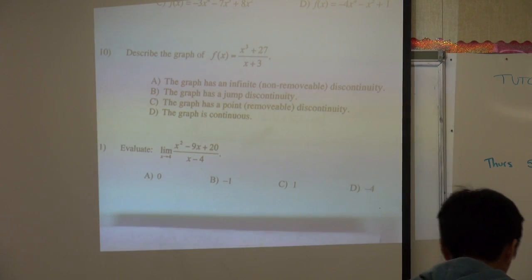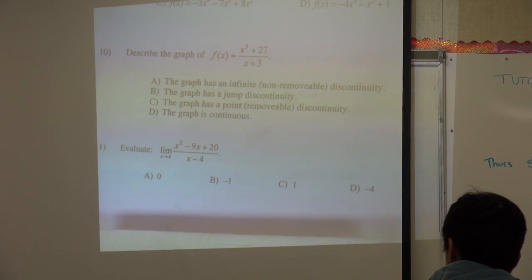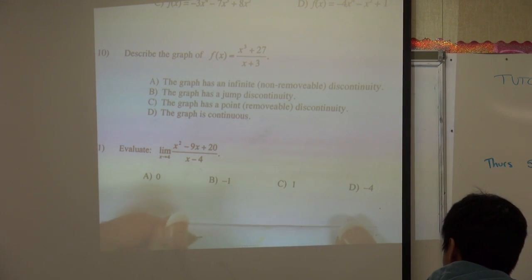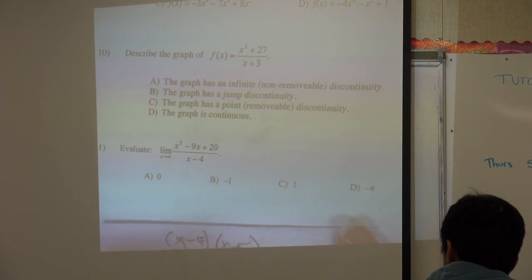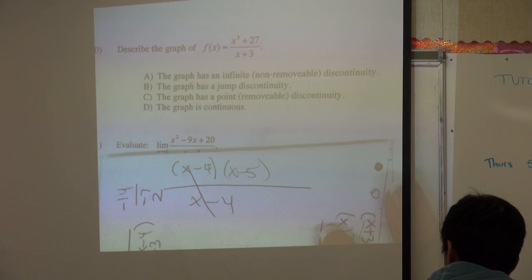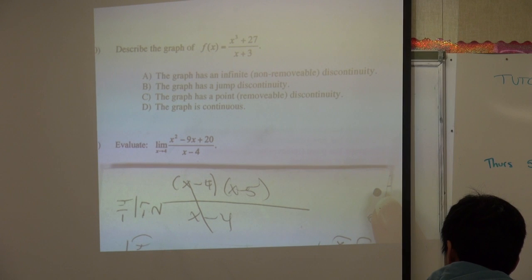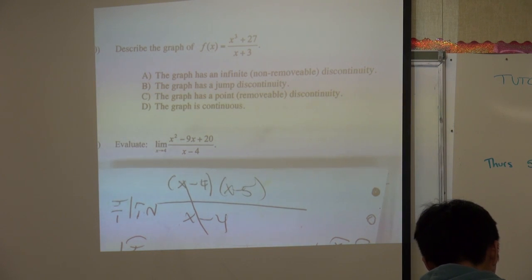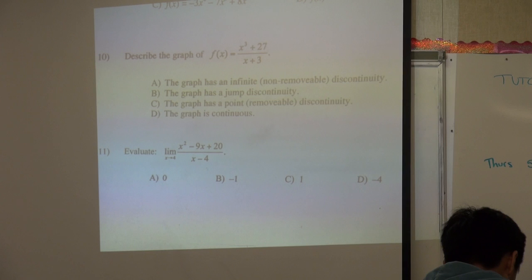Number 11 is a complete deja vu of what we were talking about earlier. Before you plug in 4, factor it. So when you factor x squared minus 9x plus 20, you get x minus 4, x minus 5. And now the x minus 4's cancel. So to find the limit as x approaches 4, you just plug in 4. 4 minus 5 is -1. That's why the correct answer is B.